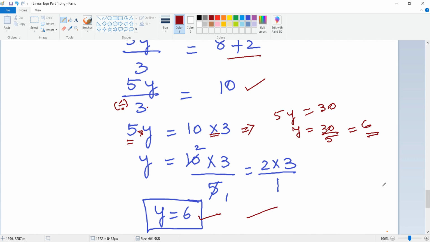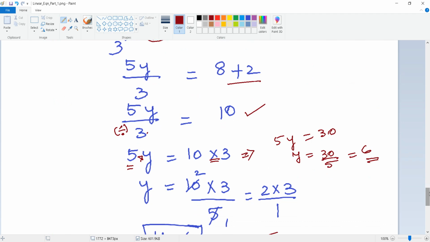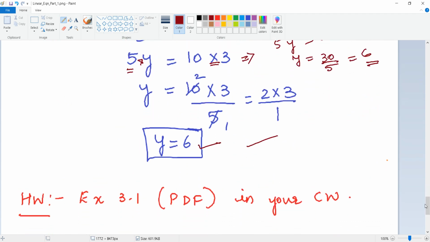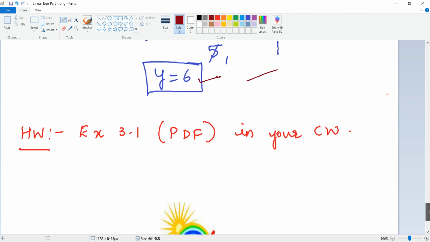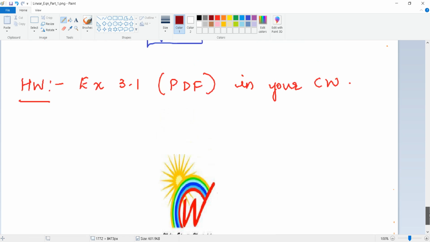Understood? So I have covered all the kinds of questions which are required for your exercise 3.1. I hope you will be able to do exercise 3.1 as your homework from the PDF in your classwork. Whatever examples I have given over here, you don't have to copy in your notebook. Just directly copy down the exercise. Write the chapter name and start copying your exercise 3.1.